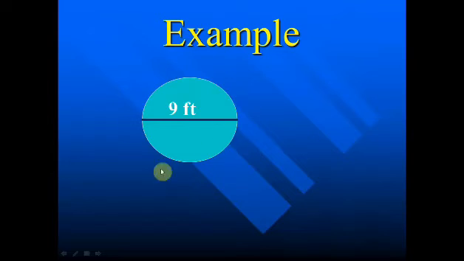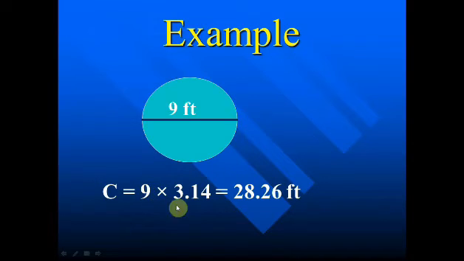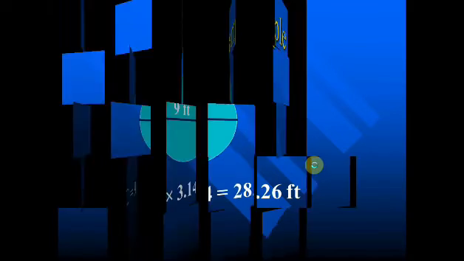Another example, in this circle we have the length of the diameter, 9 feet. Because we have the length of the diameter, we use the formula pi multiply diameter. 9, this is the length of the diameter, multiply the value of pi, 3.14. 9 multiply 3.14 equals 28.26 feet.